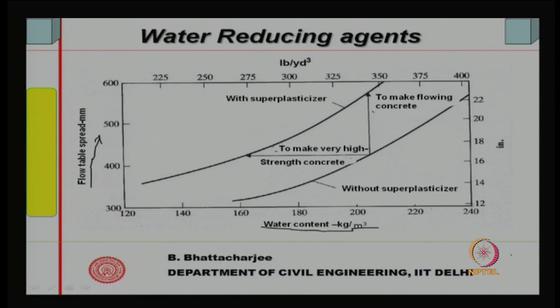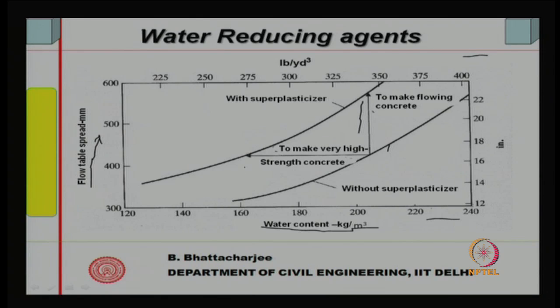Without superplasticizer, if you want to increase the flow table spread, you shall be increasing the water content. You increase the water content, the flow table spread will increase, like this. This is the curve. But if you add superplasticizer, at the same water content you can get higher flow. But supposing you want to maintain the flow same, then you can reduce the water.